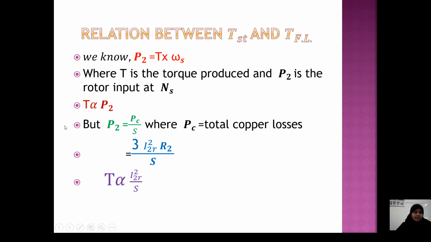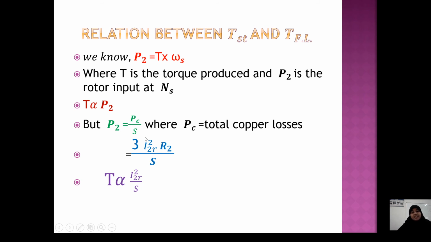Now what can we say here? From this equation, torque is proportional to P2. But P2 is PC by S. From the relationship of P2, PC, PM, that is P2 : PC : PM is equal to 1 : S : 1 minus S, we can write P2 is equal to PC by S, where PC is the total copper losses. PC is given by 3 I square R.